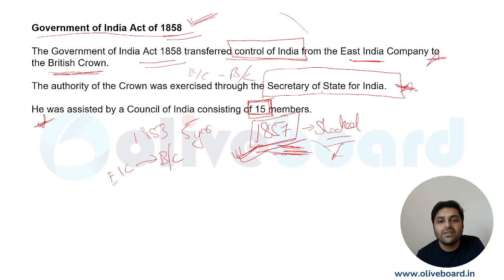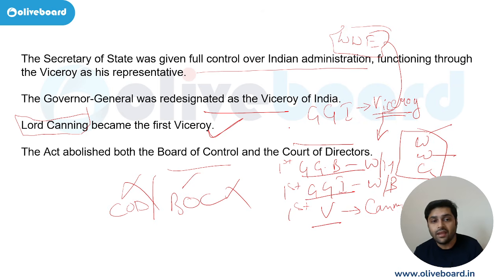The authority of the Crown was exercised by a Secretary. A new post was introduced: Secretary of State for India. He was assisted by a Council of India consisting of 15 members. So now see, 15 people to help him. You can imagine how much power he had. The Secretary of State was given full administration.